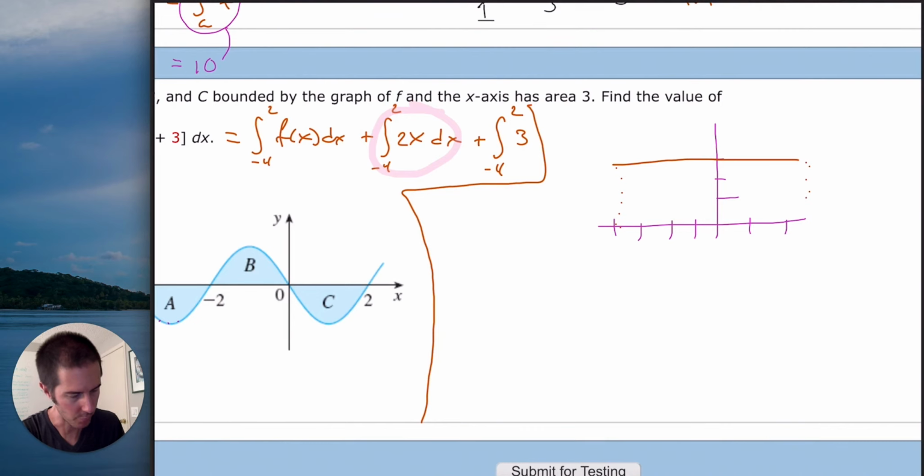Wow, that was brutal. No part of any of that was good. I was going to try to do little dots. What we need is the area of that rectangle. It is 6 units wide. It's 3 units tall. 6 times 3 is 18, which means the value of this last integral is 18.